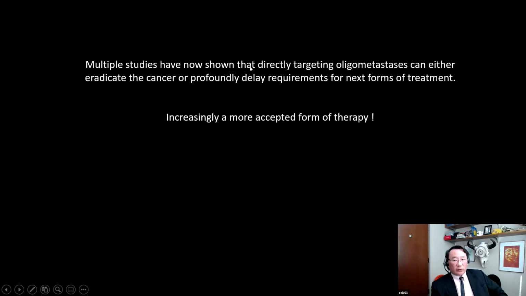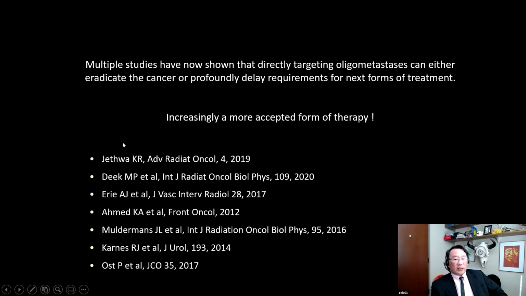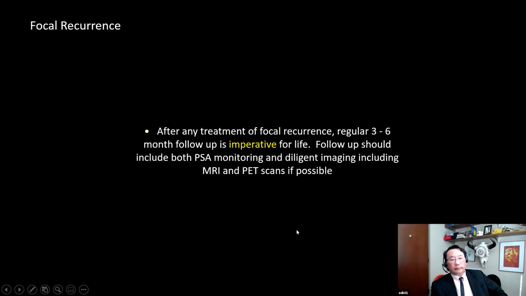I'm very happy to report that multiple studies have now shown that directly targeting oligometastatic disease can eradicate the cancer or profoundly delay requirements for next forms of treatment. This is increasingly more an accepted form of therapy worldwide and nationwide. And I'm very happy that's the case because I think it works very, very effectively for patients. And obviously, lots of publications have now come out to support this point of view.